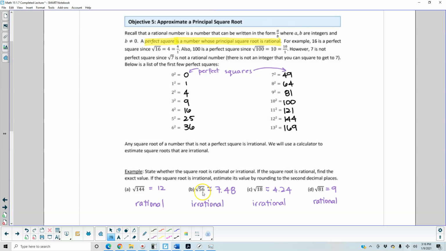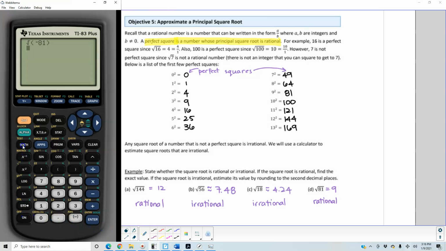Okay, the square root of 56. Well, if we look at the number 56, it's not a perfect square. So it's going to be a number that we need to use a calculator with. So let's find the square root of 56 on our calculator, and then we get 7.483, and so on. So this number is irrational because it's not a perfect square, and there's no number that we can square to get 56. Now, if we round it to two decimal places, the approximation would then be 7.48.